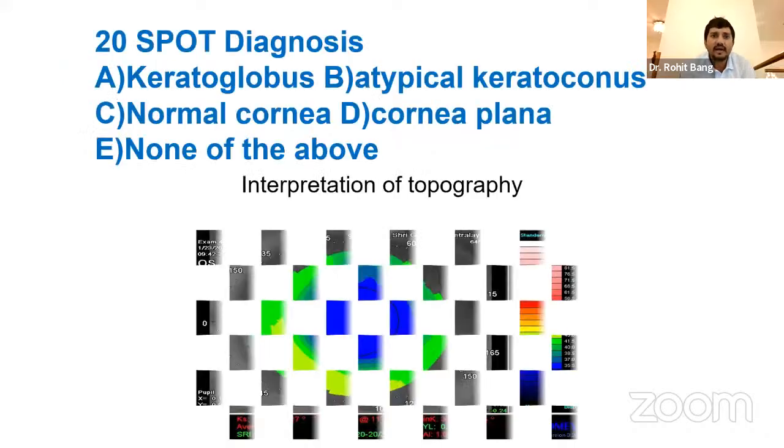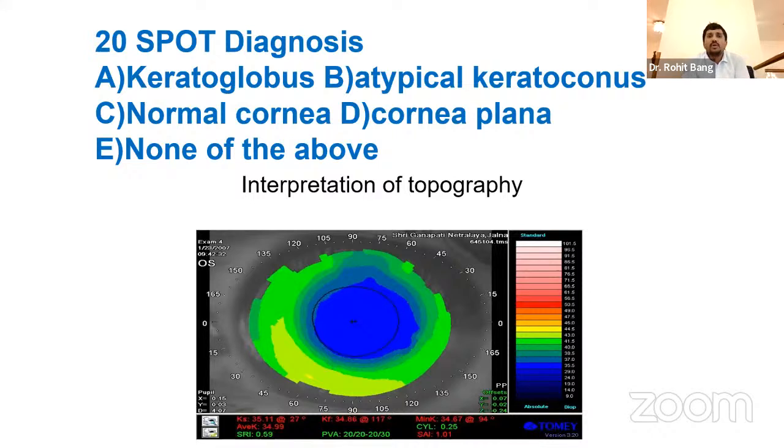So coming to the last question, spot diagnosis. A topographic image has been shown, and what does this topographic image mean? Whether it's a keratoglobus, an atypical keratoconus, a normal cornea, a cornea plana, or none of the above. Interpret the topographic image. The clue would be the K1, K2 in the range of 35.11 at 27 degrees and 34.86 at 117 degrees. And the average K shows 34.99 with a cylinder of only 0.25 diopters.